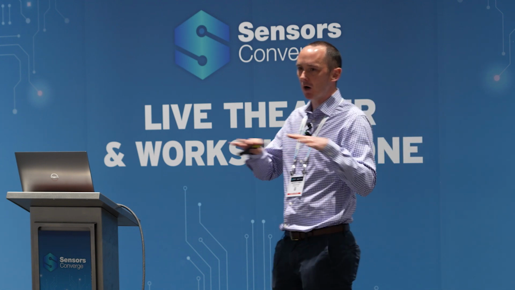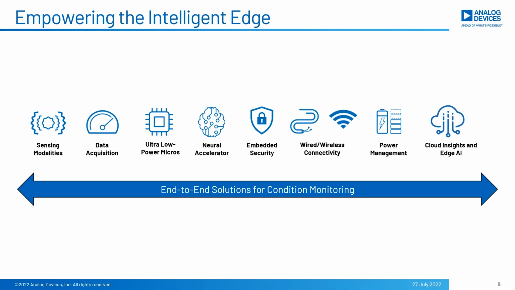Then we also need to power all of these technologies. So we're focused on high efficiency, low quiescent current power management solutions in very small form factor to power all of these technologies. And then finally, we're using cloud insights combined with edge AI to aggregate all of these asset health insights so that they can be monitored and acted upon. Analog Devices is in a unique position to bring all of these technologies together to provide complete end-to-end solutions for condition monitoring.